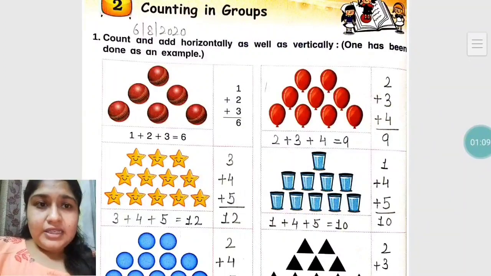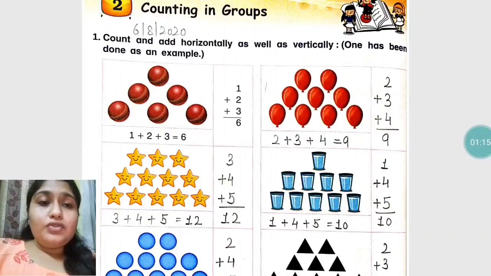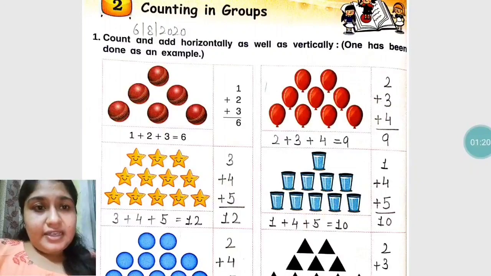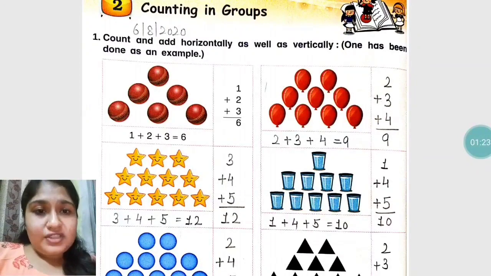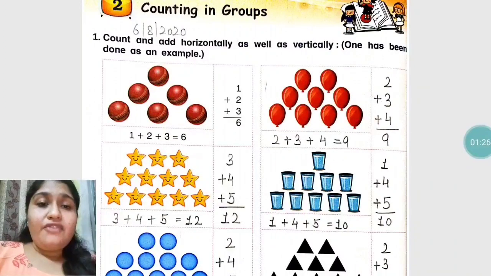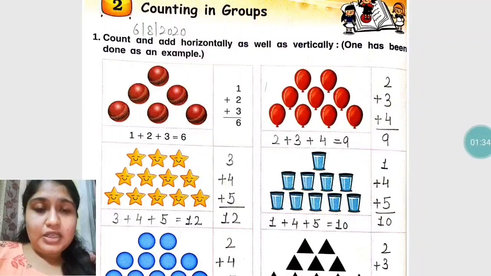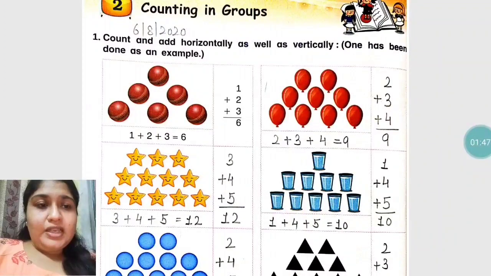So the third one is, yes, stars. So students, now here you have to identify that in the first row 3 stars are there, in the second row 4 stars are there, and in the third row 5 stars are there. So if I add row 1 and 2, that means 3 plus 4 stars, what will be the answer? 7. And if I add that 7 to 5, what will be the answer? 12. So 3 plus 4 plus 5 is equal to 12.